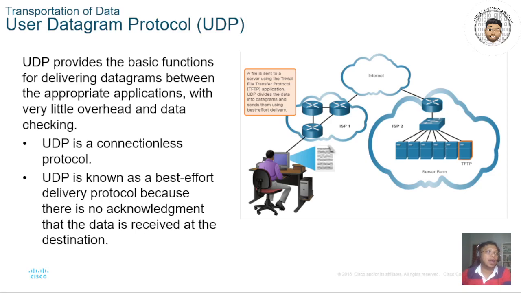Now, when you look at this figure here, a file is sent to the server using a Trivial File Transfer Protocol (TFTP) application. UDP divides the data into datagrams and sends them using best effort delivery. So this is sending the data directly towards the server without needing acknowledgement.